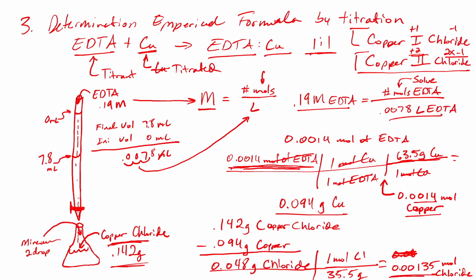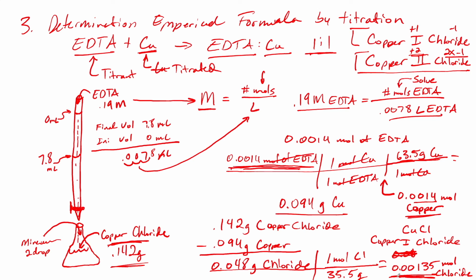It's 0.00135, which is basically 0.0014. And so what that means is you now have the same number of moles of copper as you do chloride, which means it's a 1-to-1 molar ratio between copper and chloride. So your empirical formula here is CuCl, which is copper 1 chloride. Now you can do this experiment and get completely different numbers and you might get copper 2 chloride. But with these numbers, you get copper 1 chloride.